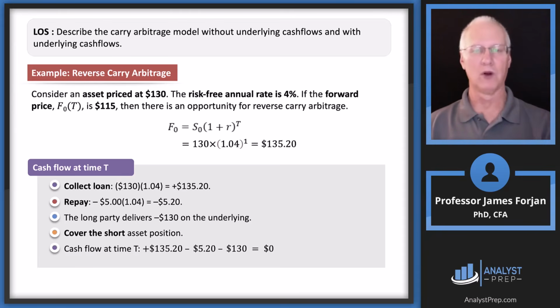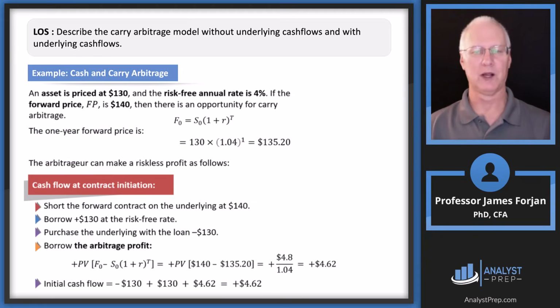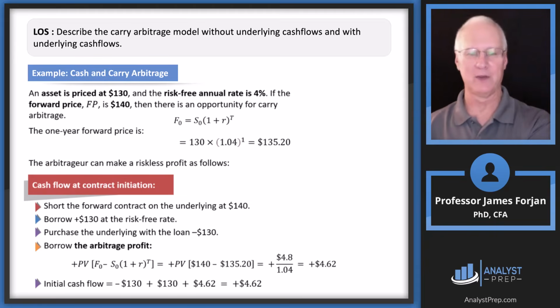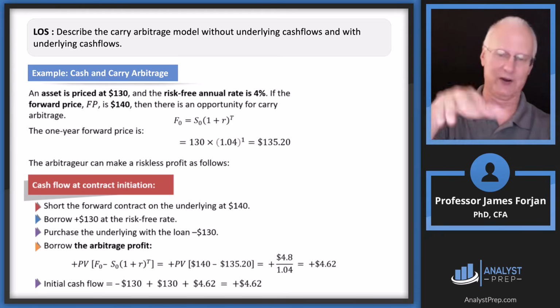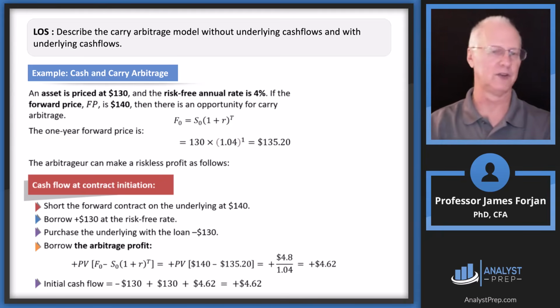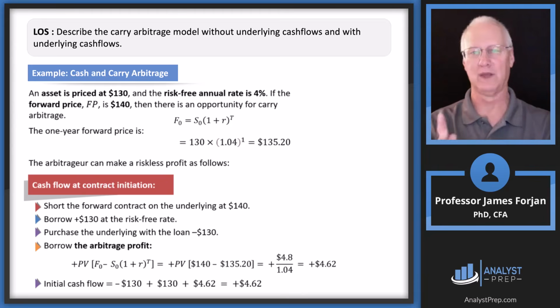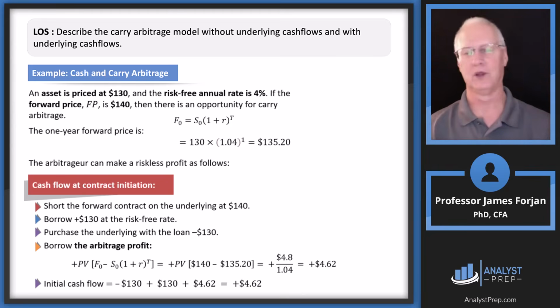Now, one word of caution as you're answering this question on the exam. If you do the carry arbitrage, and let me go back here, and you get a negative number for the initial cash flow, then the answer has to be the opposite one, right? You're not gonna lose $4.62. You're not gonna do reverse arbitrage here in this case when 140 is greater than 130.